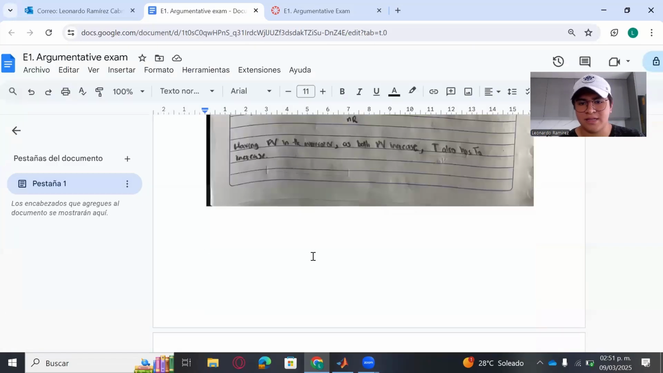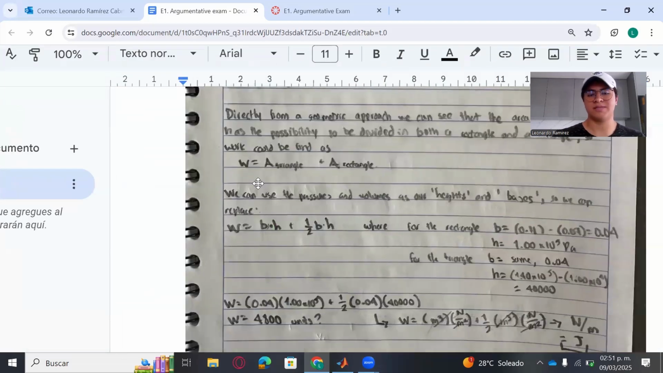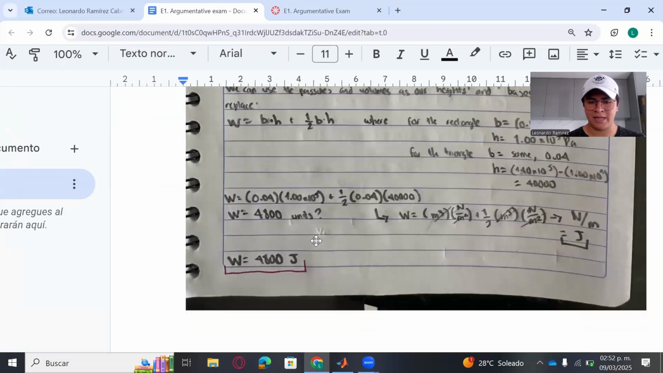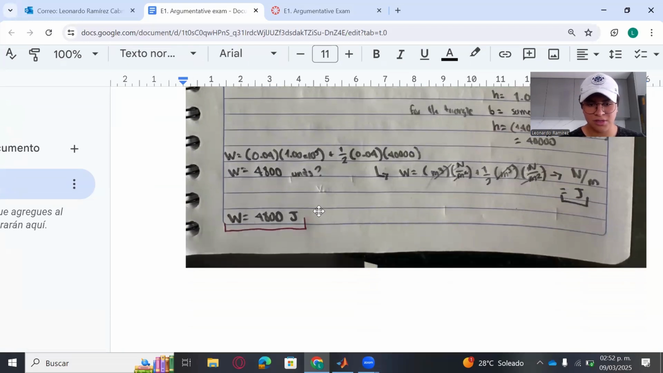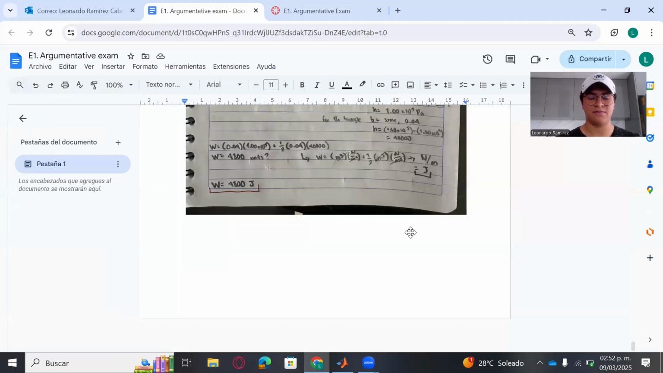If we perform a geometric analysis, the area of the triangle plus the area of the rectangle equals the work. We can use the pressures and volumes as heights and bases, and replacing, we end up with W equals 4,800 joules. Here we are also making a units analysis, which ends up being joules. That's perfectly fine. Those were the units we were seeking.